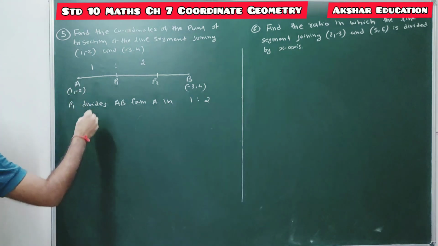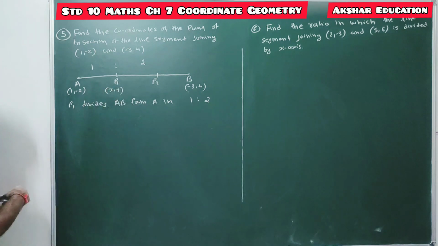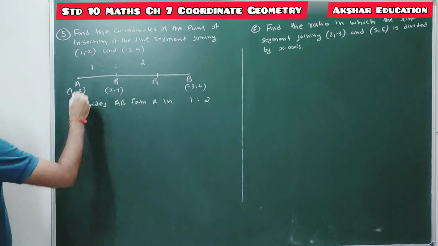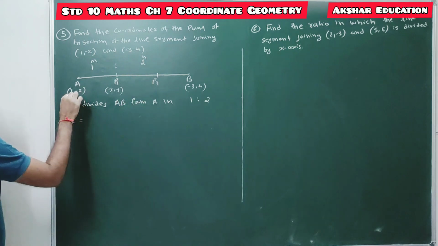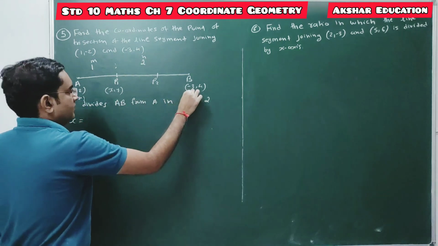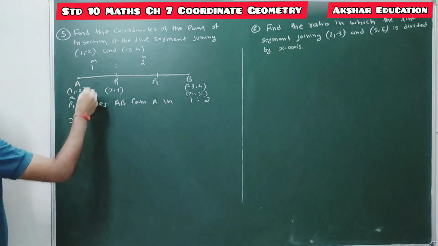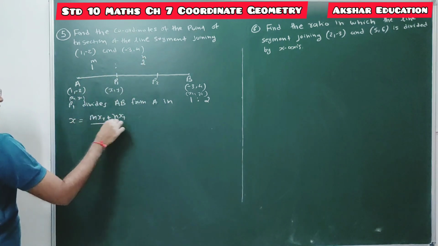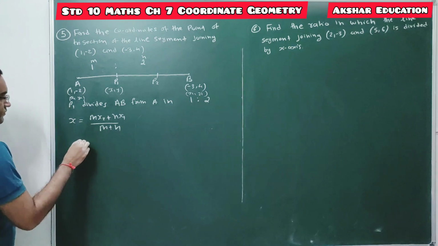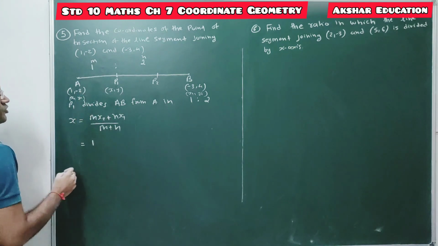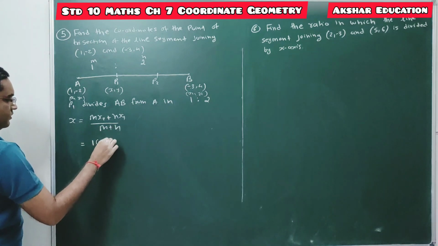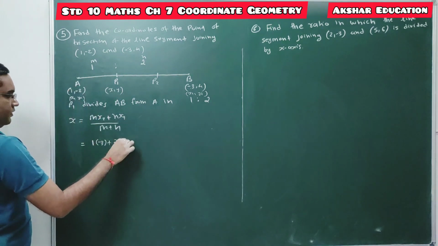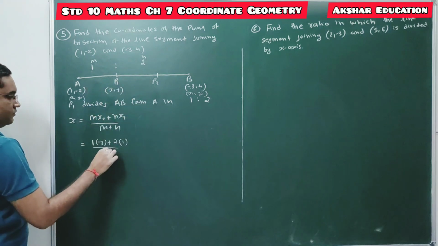1:2. Coordinates of this point P1, suppose x and y, section point P, coordinates are x and y. So section formula, x coordinate is mx2 plus nx1 upon m plus n. This is our m, this is our n, this is our x1, y1, this is our x2, y2. So m is 1, x2 is minus 3, plus n is 2, x1 which is 1, upon m plus n, 1 plus 2.